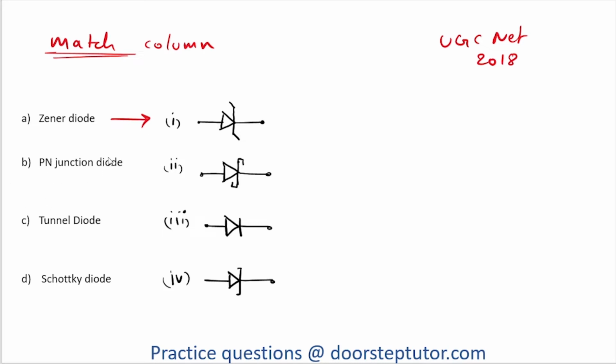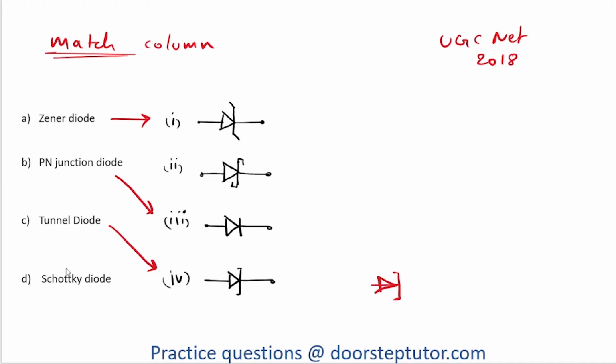What will be the symbol for the PN junction diode? This is the symbol for the PN junction diode. And what is the symbol for the tunnel diode? Tunnel diode symbol is this. It's having a symbol like T, right? Like this. So this is the symbol for the tunnel diode.